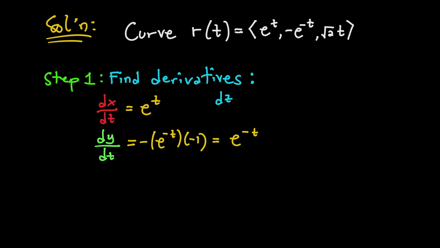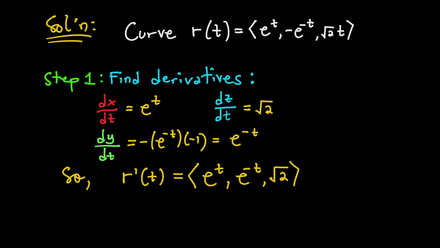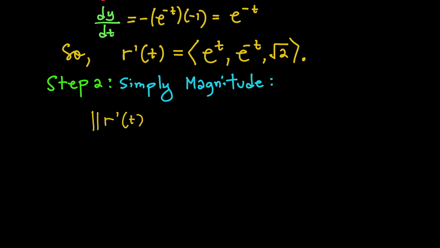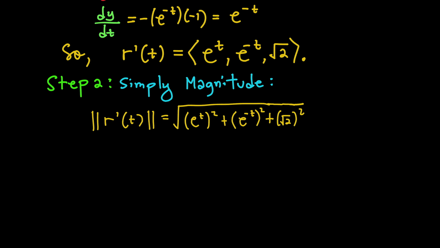Now for dz over dt, we have this one. So the derivative is square root of 2. So our r prime of t is equal to this one. So this for the first component, this one for the second component, and this one for the third component. Okay, let us now proceed to step 2, which is to simplify the magnitude of r prime of t. The magnitude of r prime of t is equal to this one.